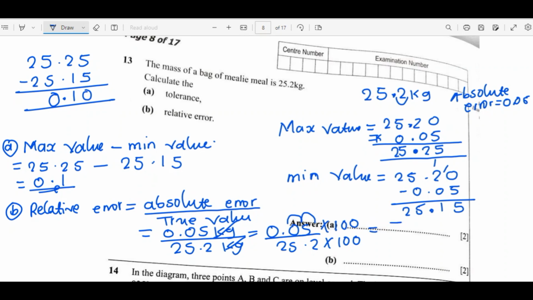0.05 times 100 will just give us a 5 here. Then for this number 25.2 times 100, what you just have to do under mathematics paper 1 is, since we have 2 zeros, the decimal will move 2 points to the right. So 1, 2. So the decimal is coming here. What are we supposed to put here? We put a 0. So this is same as 5 over 2520. Then what's our final answer?